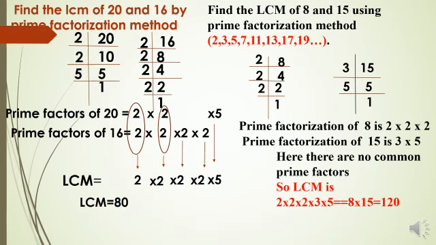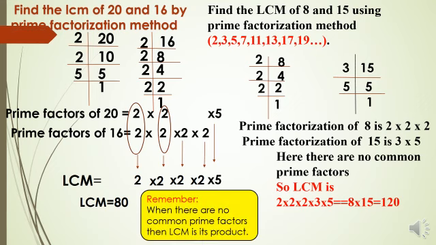That means 8 into 15. 8 into 15 is 120. If there is no common prime factors, then LCM is its product. Here 8 and 15 are not having any common factor. Therefore, its LCM is 8 into 15 is equal to 120.